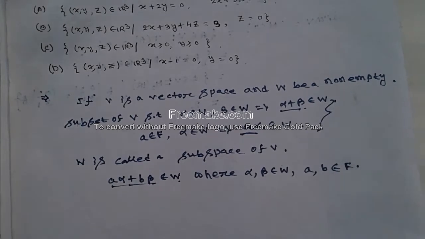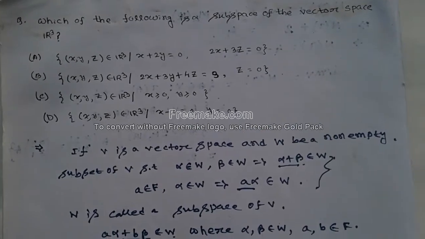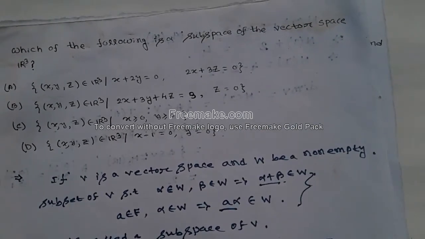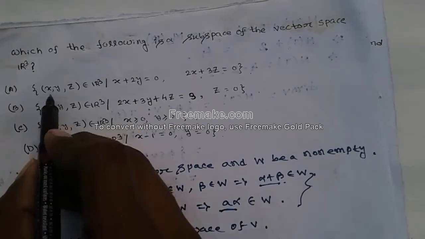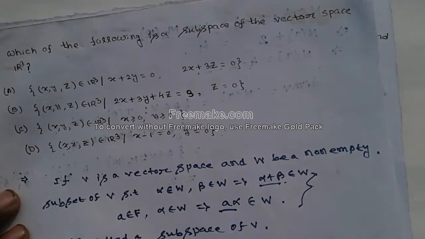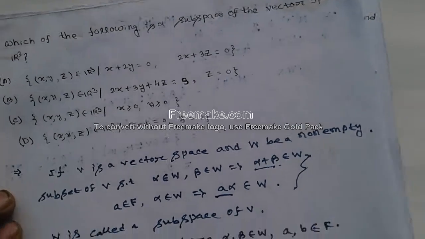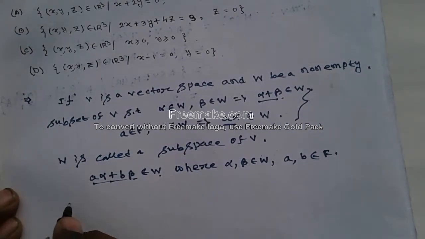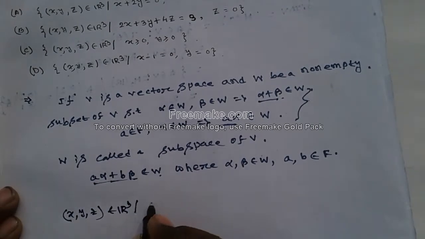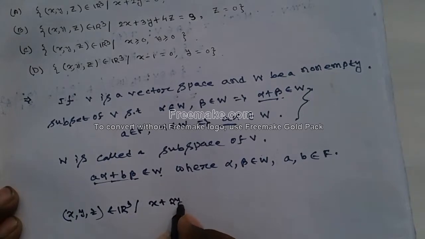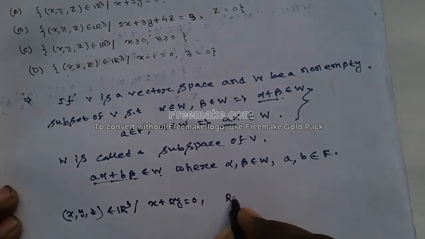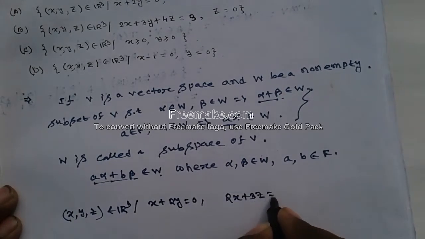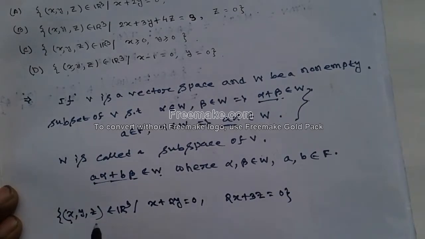Now we look at the problem. The problem is: which of the following is a subspace of R3? The first is: the set of (x, y, z) belonging to R3 such that x plus 2y equals 0 and 2x plus 3z equals 0, be a set.